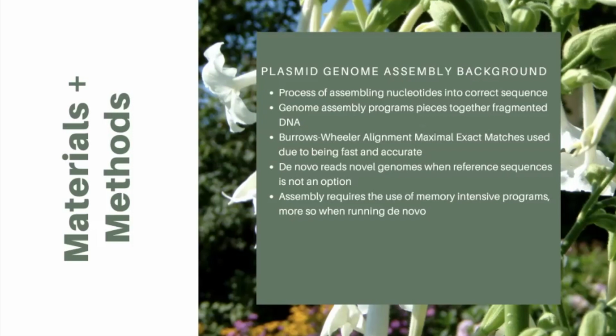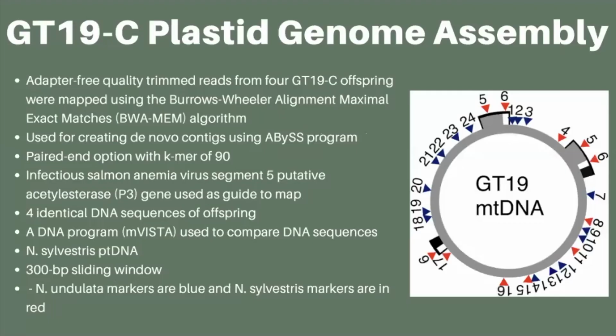And they also used de novo reads. De novo is Latin for from the beginning or anew. So this is used when there is no reference sequence available to us. So they're just starting fresh, making it new. And the assembly requires the use of memory intensive programs, more so with the de novo. So with the background we have now, the GT19C plasmid is assembled.